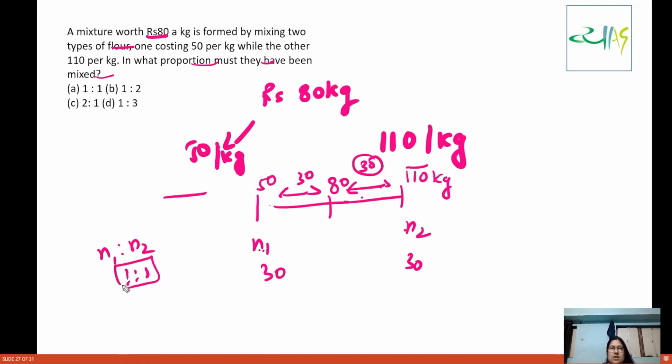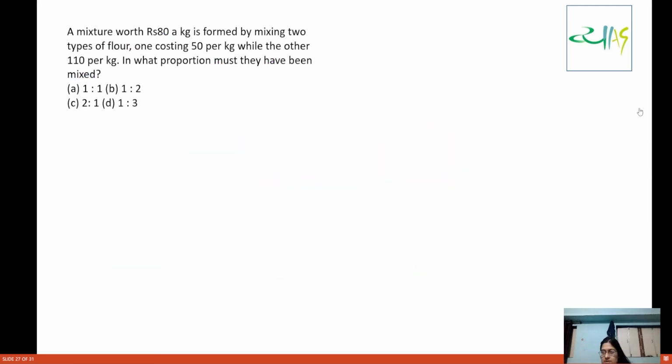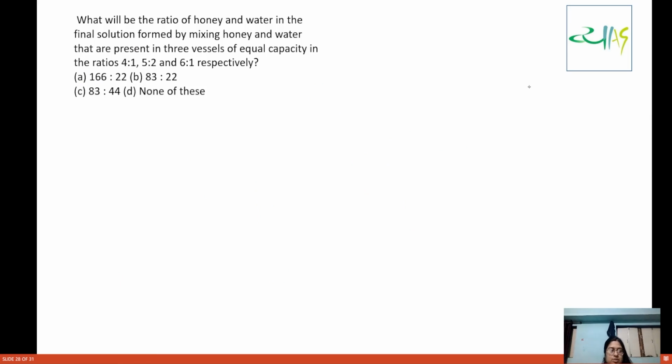1 is to 1, because see, it is exactly putting in the middle. So 1 is to 1. Okay, this is very simple. Fine. Let us see the next question.